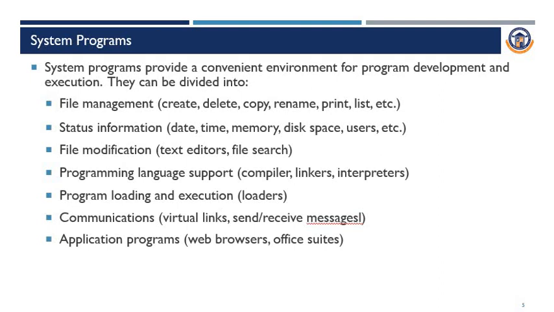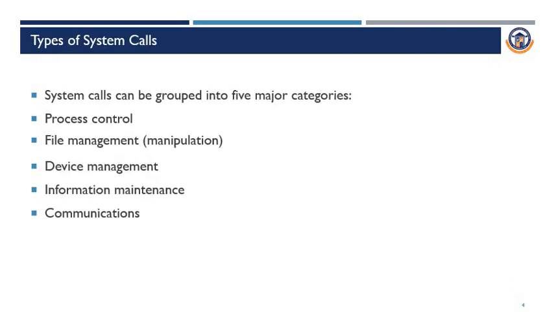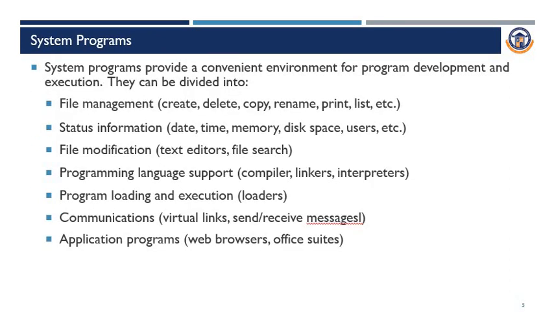The next one is the system program. I already told you that in file management, the activities are creating and deleting a file and mapping files into secondary storage. That is the file manager. Most important are create, delete, copy, rename, print, list, etc. Then there is status information.